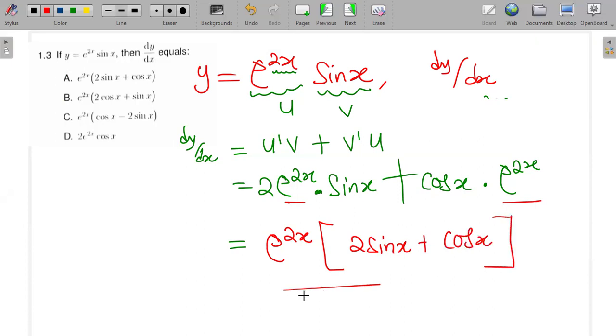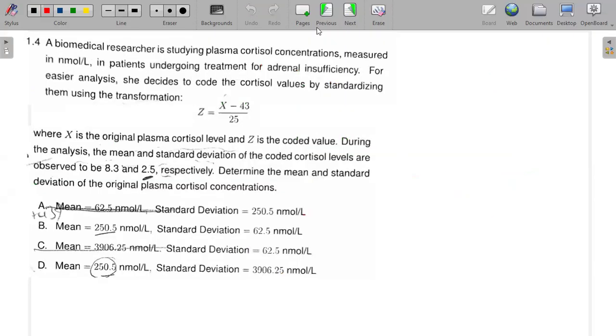Okay, so you check on your options if you have such an answer. We see that it is on A. So here we would have picked A as the correct answer. Okay, what about this one?